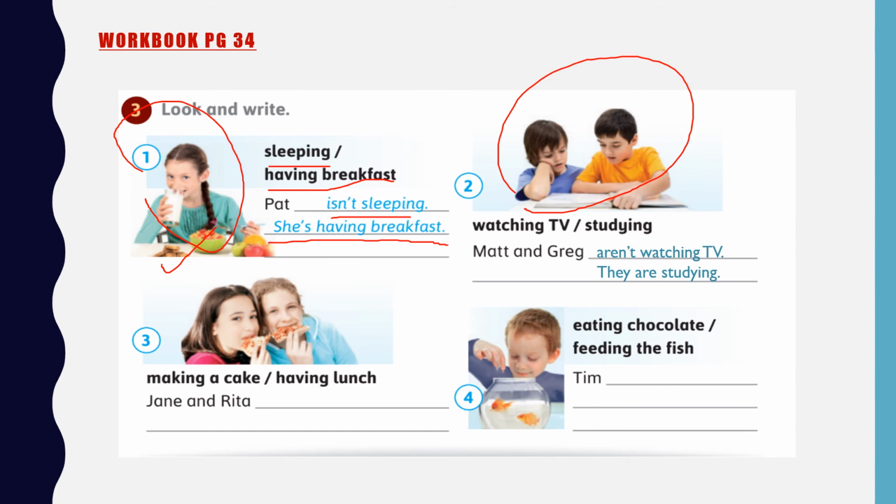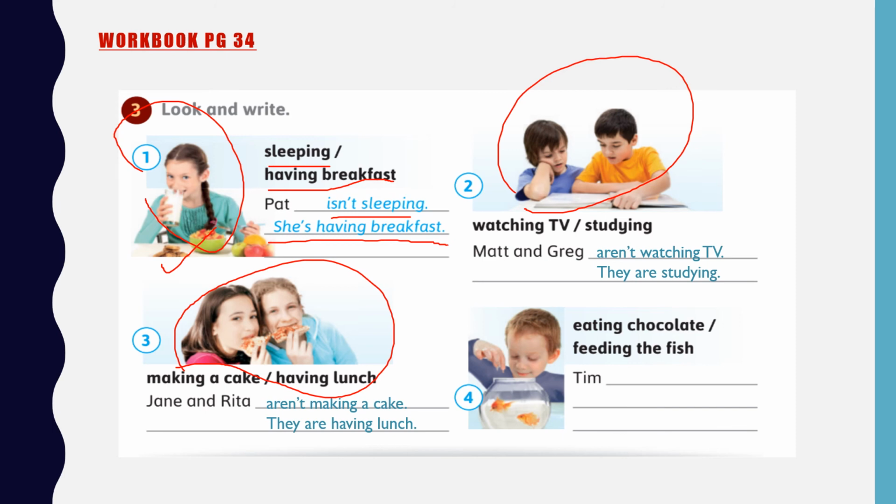Let's see number 3. We have these two girls. Let's see. And we have making a cake and having lunch. What we have to write here? Jane and Rita aren't making a cake. They are having lunch. Jane and Rita aren't making a cake, they are having lunch.